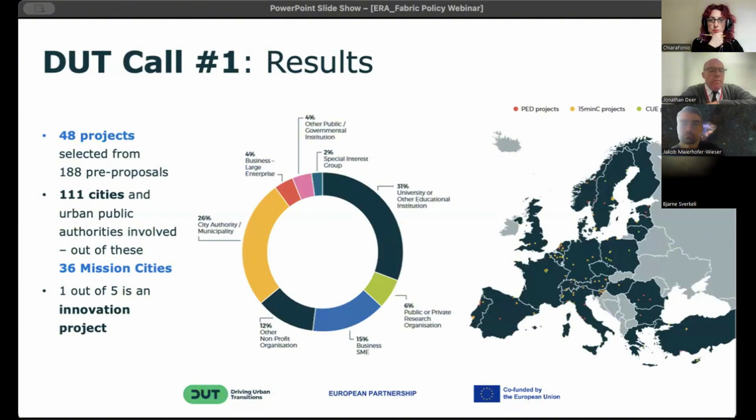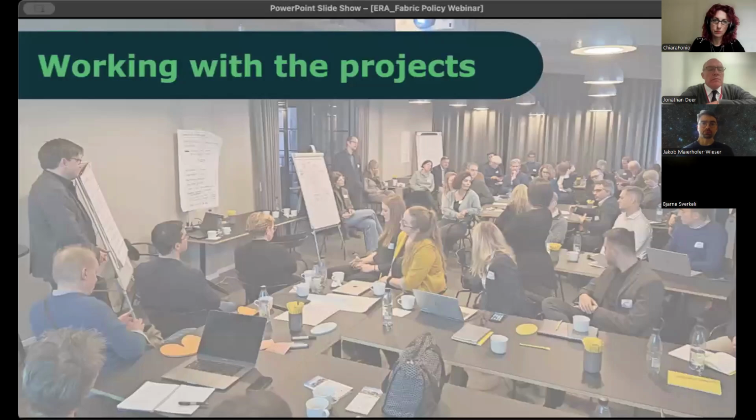So we have 48 projects funded, and as you can see here, we only have 31% universities and other educational institutions, and a lot of other actors which have a stake in urbanism, let's say it like this. We have 26% city authorities, which is great, but still we might want to enhance that in the future.